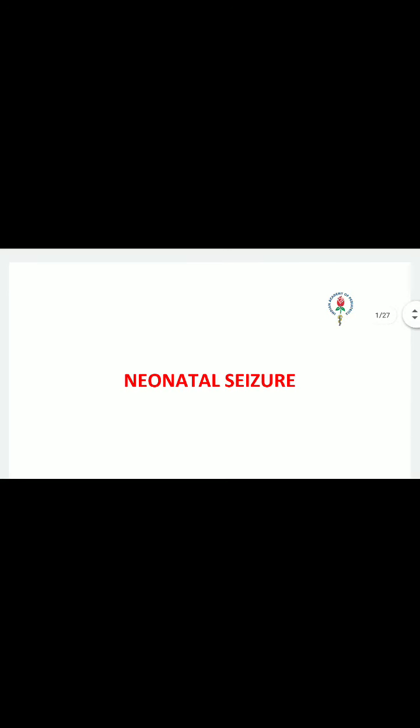Coming to what is seizure? Seizure, or convulsion, is a paroxysmal, time-limited change in motor activity and/or behavior that results from abnormal electrical activity in the brain.